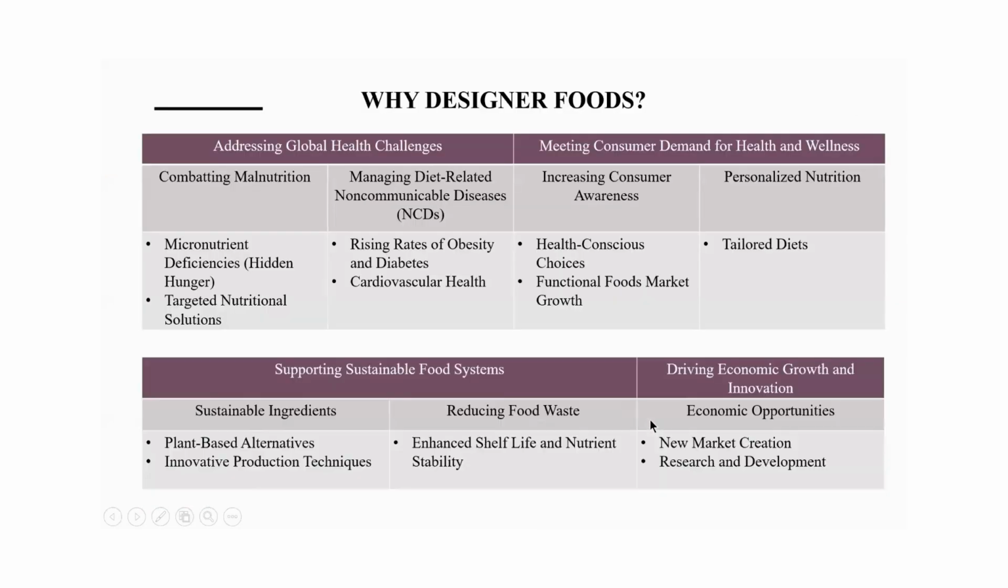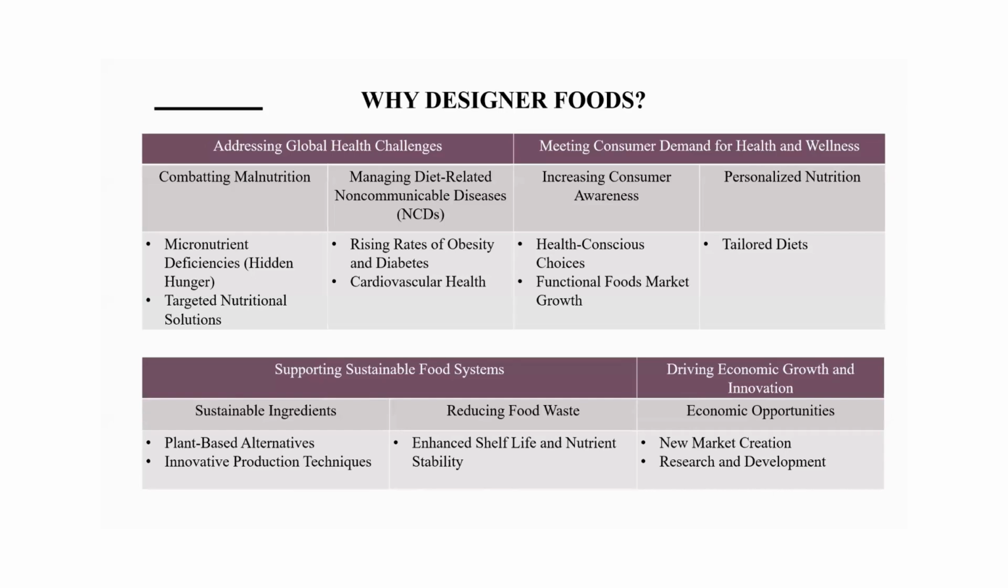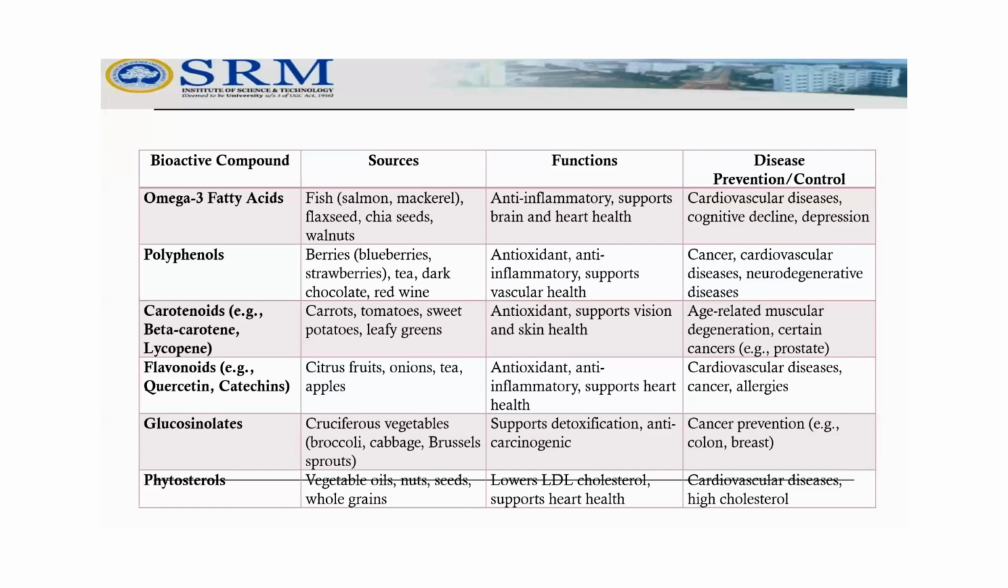Now we are going to discuss one of the important functional food substances, one of the ingredients in functional food. It is not a single ingredient, but a group of compounds. Those are all bioactive substances. What are the different bioactive substances available? From where can we get those bioactive compounds, their functions, as well as prevention and control? Omega-3 fatty acids are considered one of the bioactive compounds obtained from fish.